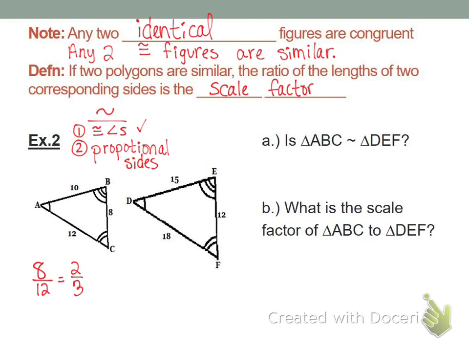What's the next smallest side? 10 gets compared to, that reduces to, okay, we're off to a good start. The biggest side compared to reduces to, okay, divide them by 6, you get 2/3 again. So if you end up with the same exact ratio every single time you match up corresponding sides, then yes, they are proportional. So in this case, are they similar? Yes, they are.